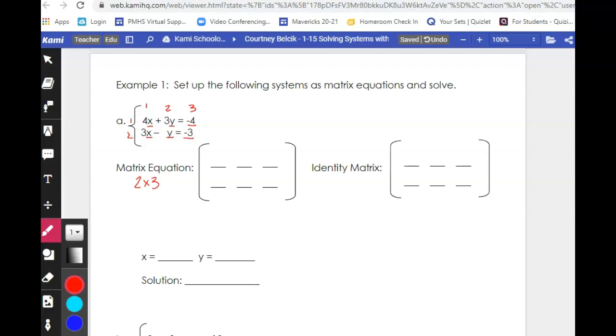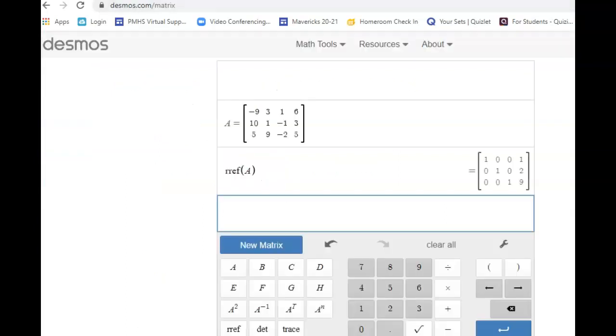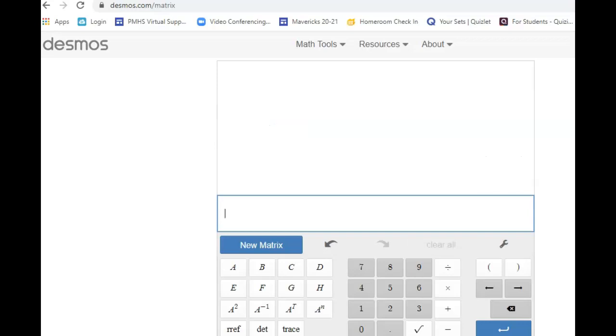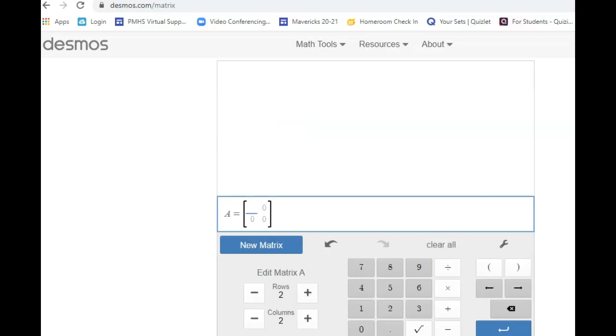So my top row, my coefficients are 4 and 3, and my constant is -4. In my bottom row, my coefficients are 3, and this is a -1y, so -1 is the coefficient, and the constant is -3. Now, if I'm going to find my identity matrix, I need to go ahead and go to desmos.com/matrix. I need to clear out everything. I want to select new matrix.